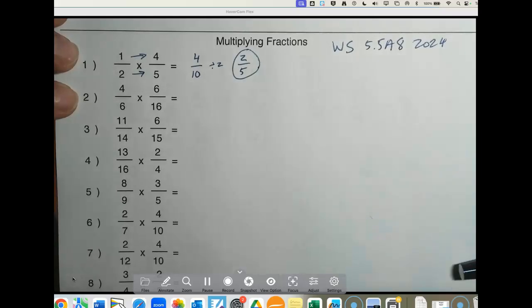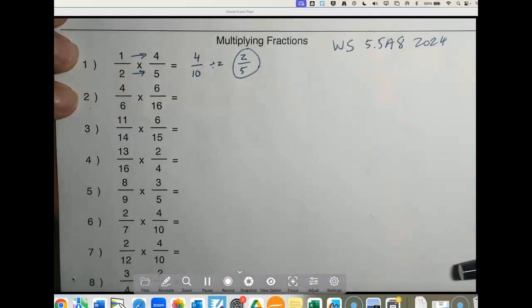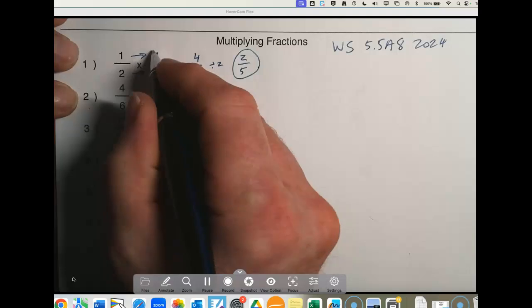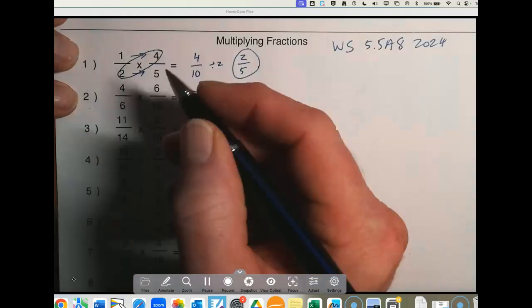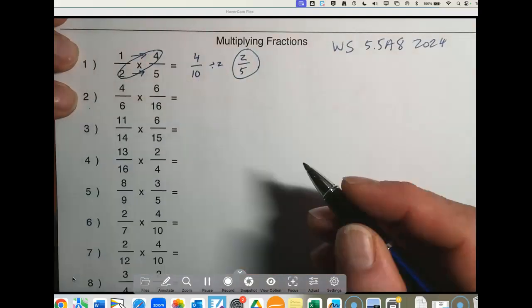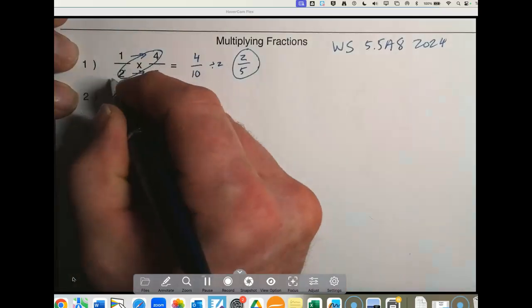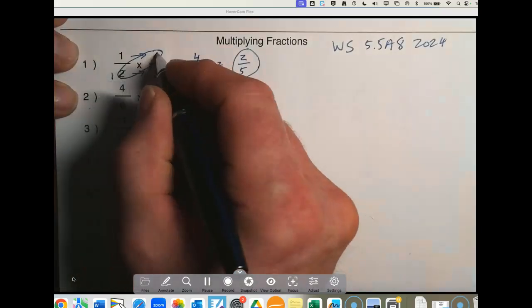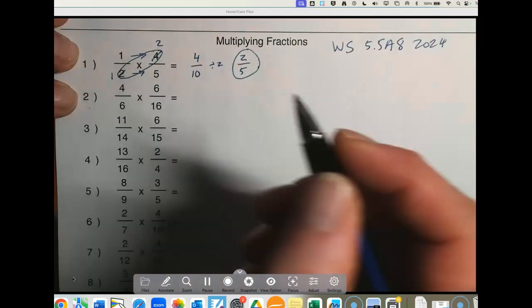I like cross-reducing. First, I just dropped my marker, so that's okay. I'll just draw it. I like looking diagonal. Is there anything I can divide both of these numbers by? Yes, I can divide them by 2. 2 divided by 2 is 1. 4 divided by 2 is 2.